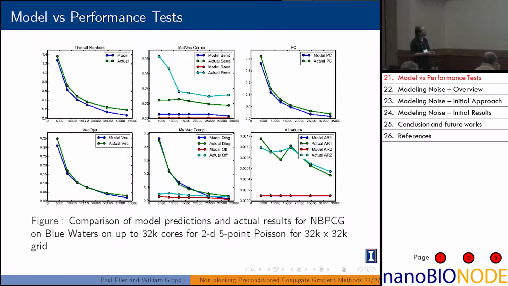The one place where we have some pretty significant differences is in the MatVec communication. Basically, our guess here is that we're not modeling contention, and that's apparently having a sizable effect. So we will need to update the performance model to take this into account.